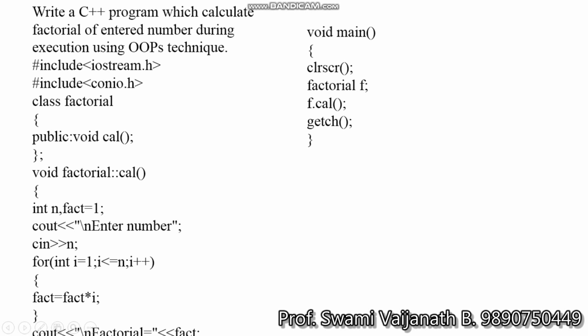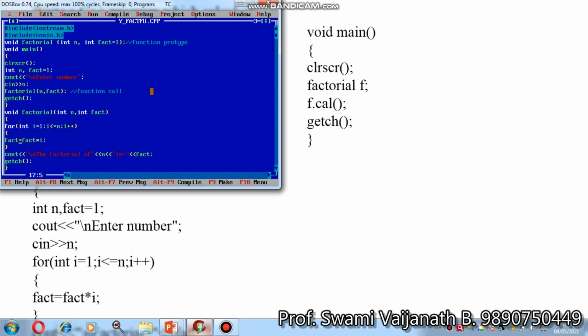Here the main function follows the bottom up approach, so it is defined at the end of the class. Then here factorial f, where factorial is a class and f is an object, so it is called an instance of the class, or object instantiation. The object identity goes here, and f.cal, that is, the object and the member function are separated by a dot sign, so it goes to the member function cal and performs it. How it works, we will see practically.